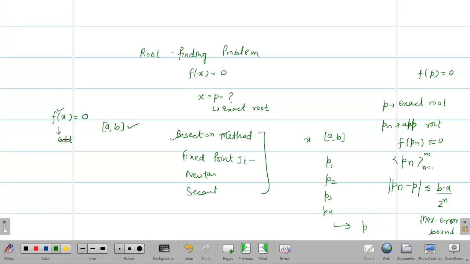This should be a continuous function. And the second thing, f of a times f of b is less than 0. It means I am choosing random values. First, I can choose at 0. Suppose it is positive, and f at 1 is negative. Then I will choose 0 to 1 as an interval, and I will claim that the root will lie in this interval. And suppose I got positive at 1 also, then I will check at 1 and 2. Then if it is negative, I will choose 1 to 2. So my root will lie in 1 2.